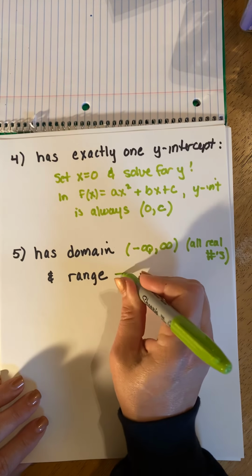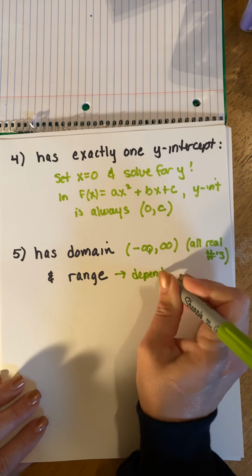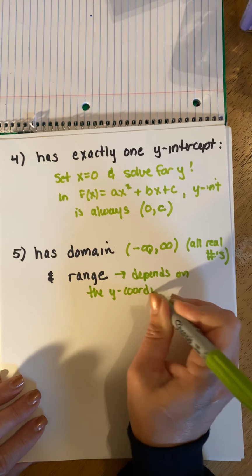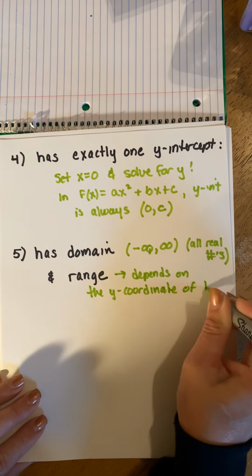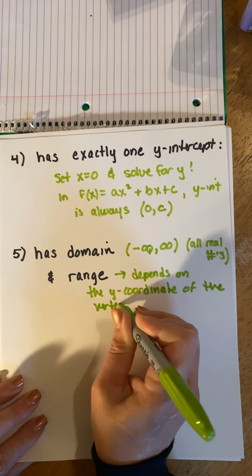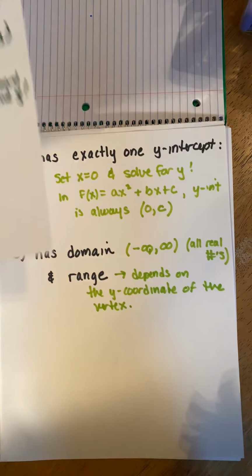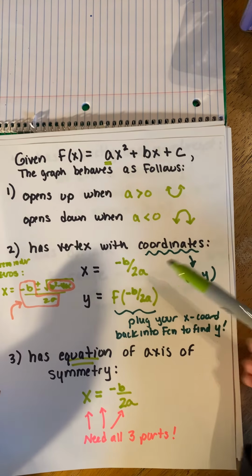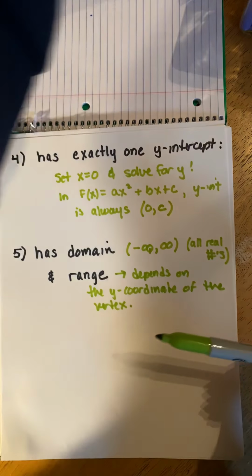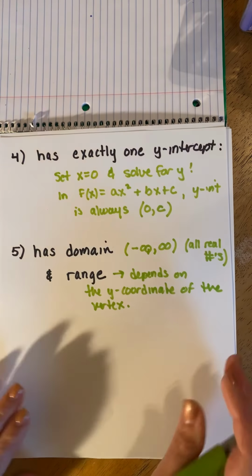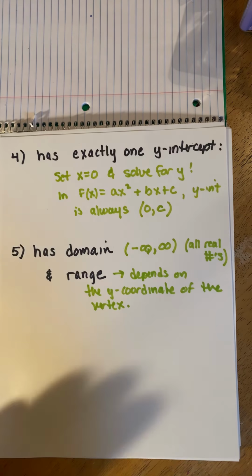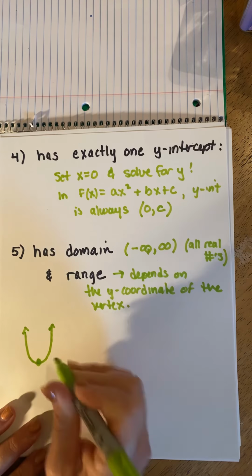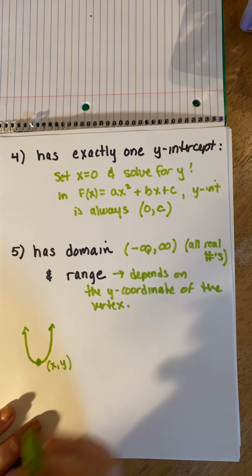And the range depends on the y coordinate of the vertex. Once we find the vertex of the equation, we determine if it opens up or down. We find the x and y coordinate of the vertex. Once we have the x coordinate, we know the axis of symmetry. And when we have the y coordinate, we know the range of the function. So what do I mean by that? Well, let's suppose we have a quadratic function that opens up like this, and the coordinates of the vertex are x, y.